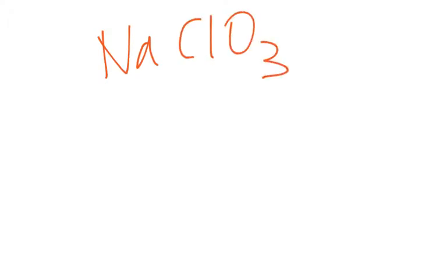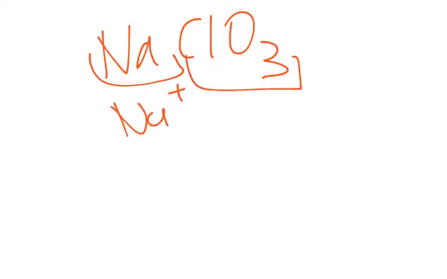Let's look at a salt. We will look at sodium chlorate. Now, we know that sodium chlorate is made up of a sodium cation and a chlorate anion. So how can we find the atomic masses, or the average atomic masses, of ions?